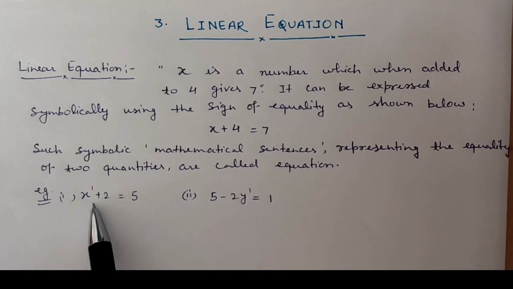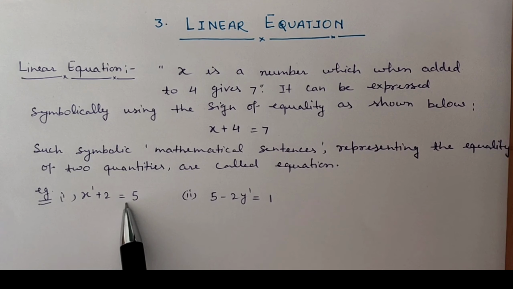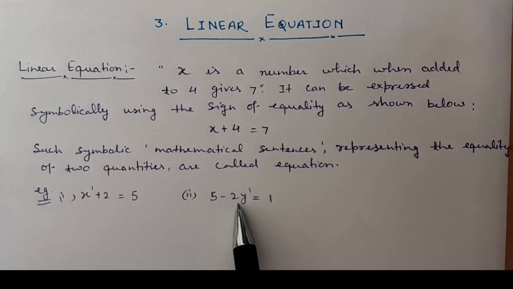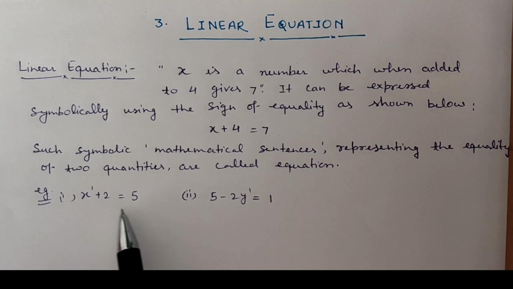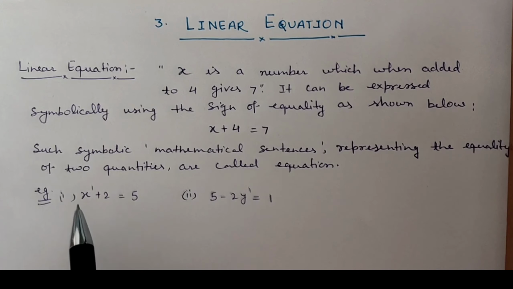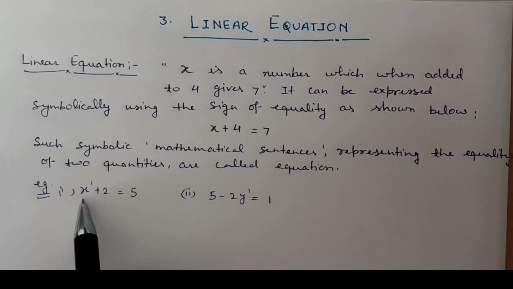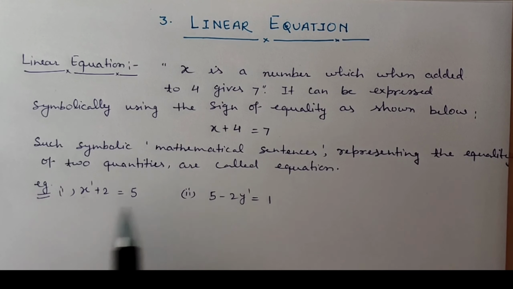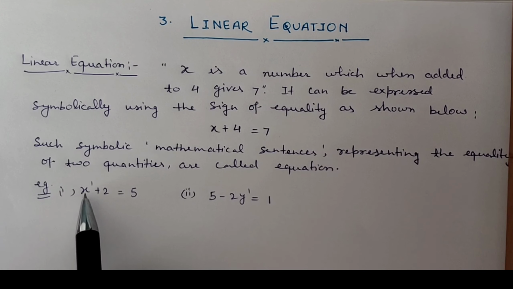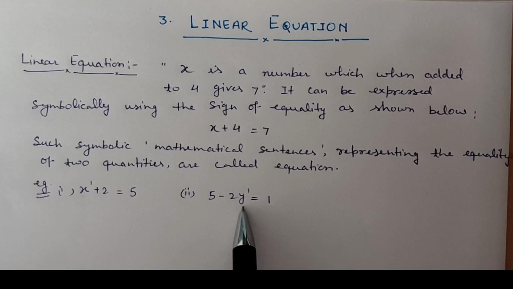Some more examples of linear equation are here. It is given x plus 2 is equal to 5, and 5 minus 2y is equal to 1. These two are also linear equations because they are expressed in the mathematical form using symbols. Here you can see this x and y. X and y, these are called variables. Here x is a variable and y is also a variable.